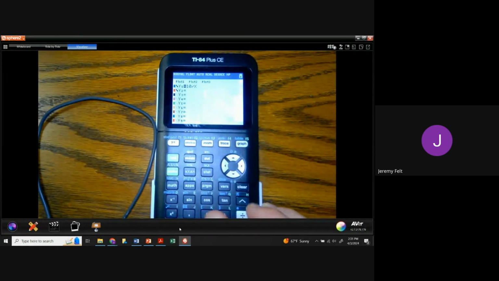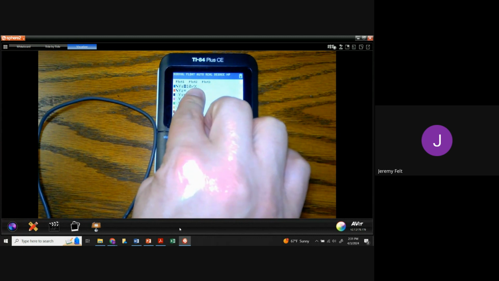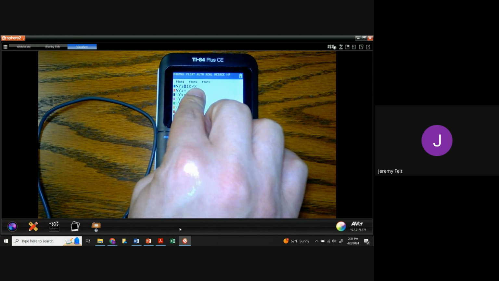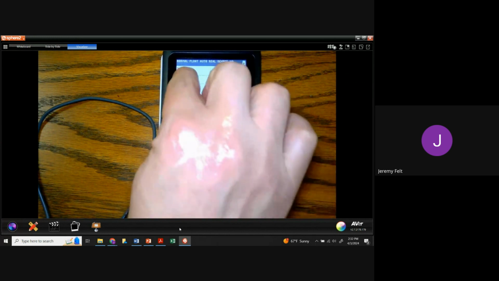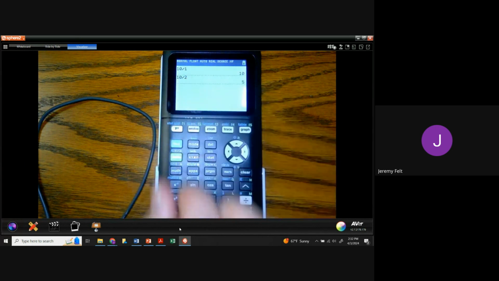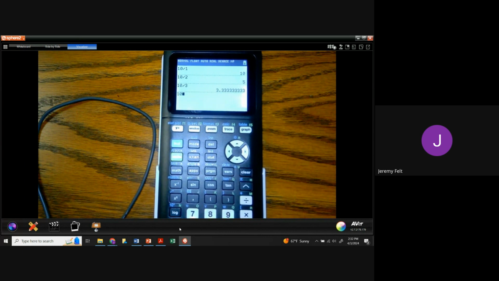So we know inverse relationships: direct variation is where as x gets bigger, y gets bigger at the same rate. Inverse variation is where x gets bigger, y gets smaller. So this is an example of that. Let's take a step back and use our 10 examples. 10 divided by 1 is 10. 10 divided by 2. As this number in the denominator is getting bigger, what's happening to our solution, or our quotient? It's getting smaller.